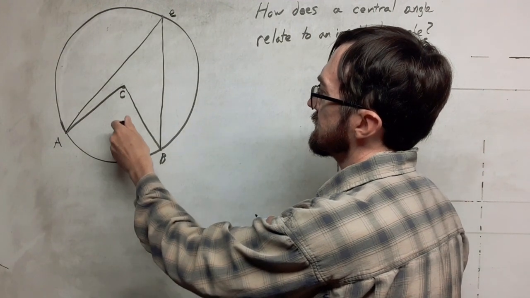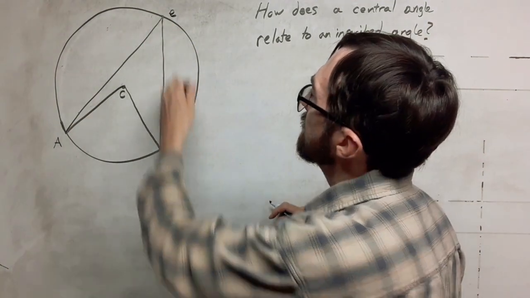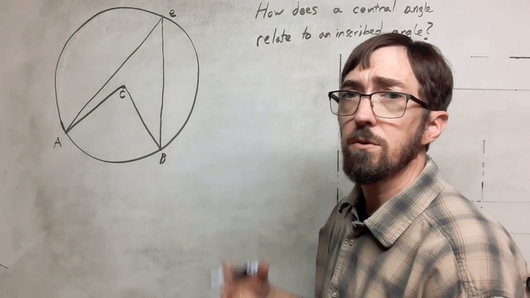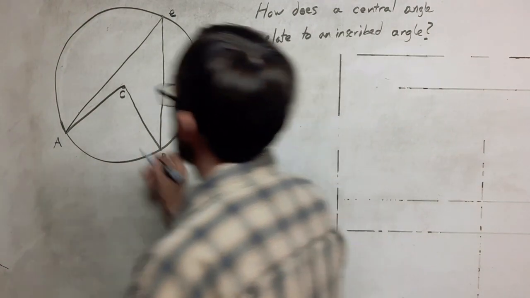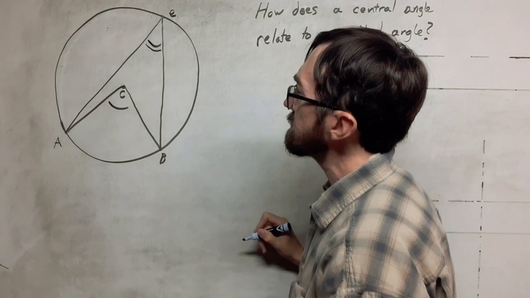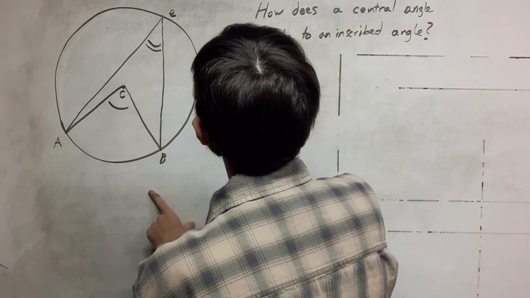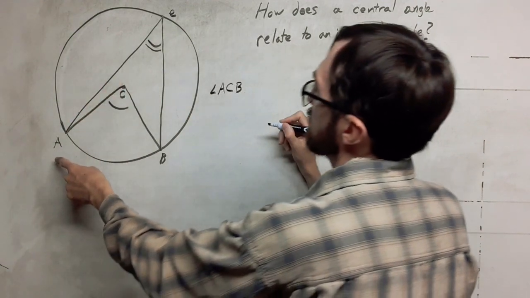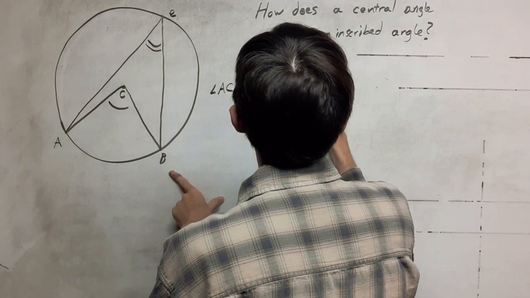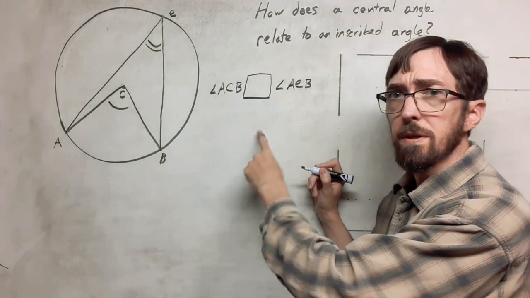All right, so now this is my central angle and this is my inscribed angle. So I have this quadrilateral here. This is a concave quadrilateral that's inside my circle, and I want to know the measure of this versus the measure of this. So we have angle ACB, and we have angle AEB. All right, and we want to know what the relationship is here.